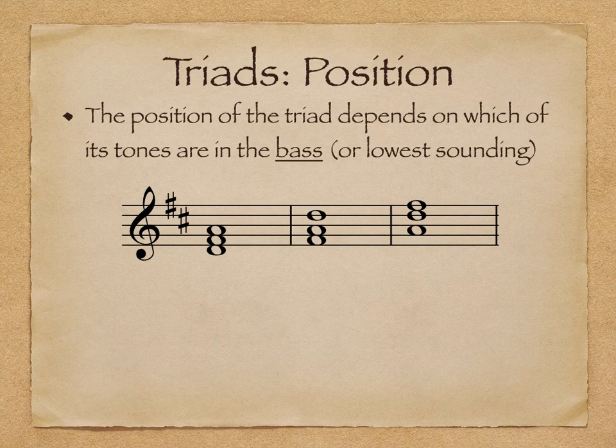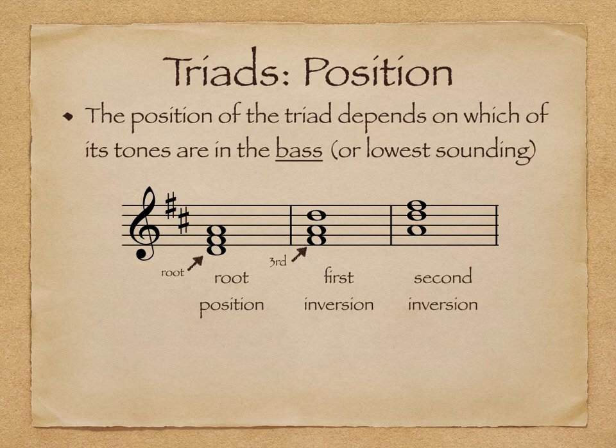The position of the triad depends on which of its tones are in the bass, or the lowest sounding tone. Root position has the root in the bass, or its lowest sounding tone. First inversion of the triad moves the root to the top and has the third of the triad in the bass. And the second inversion moves the root and the third above the fifth of the triad, putting it in the bass.